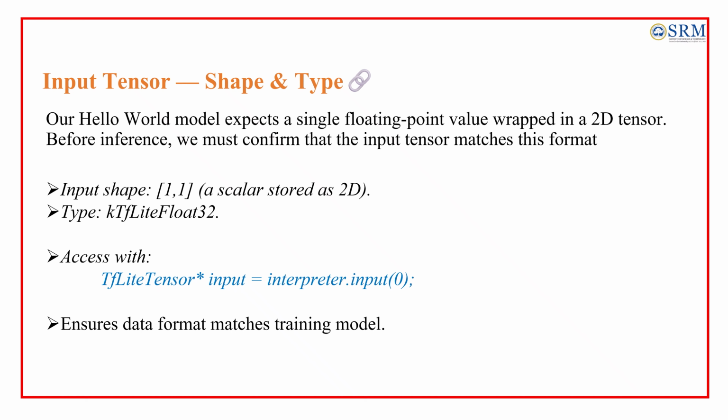It's crucial to confirm it matches what the model was trained on. If the input type or shape doesn't match, the inference will fail and give you garbage values. It's like making sure that the key fits the lock before turning it. Wrong shape, wrong type, nothing works. Now that we have the input ready, let's see how our inference actually works.